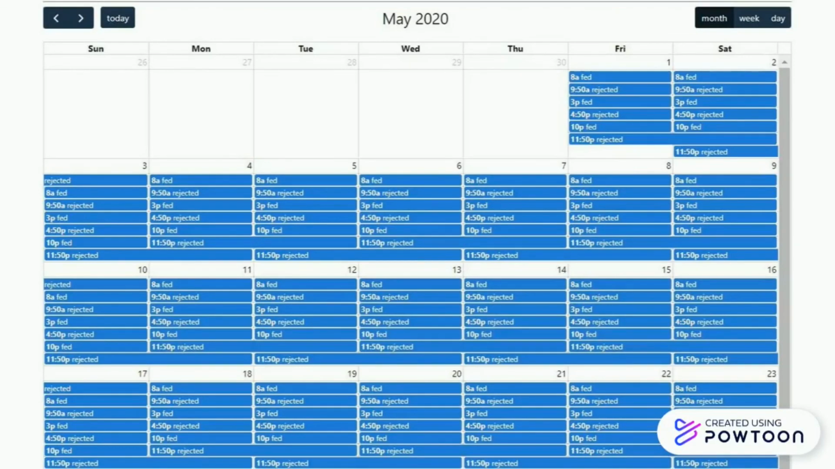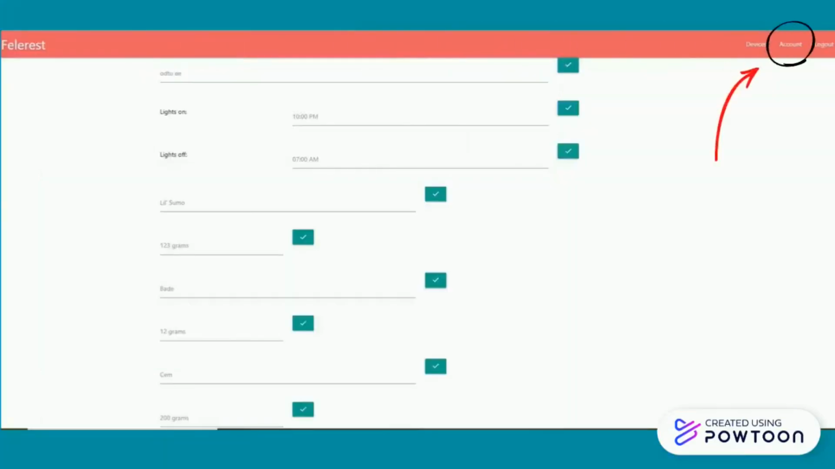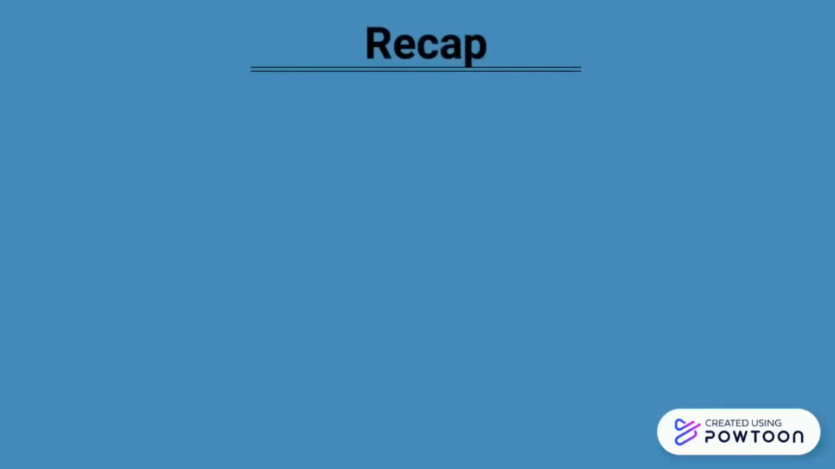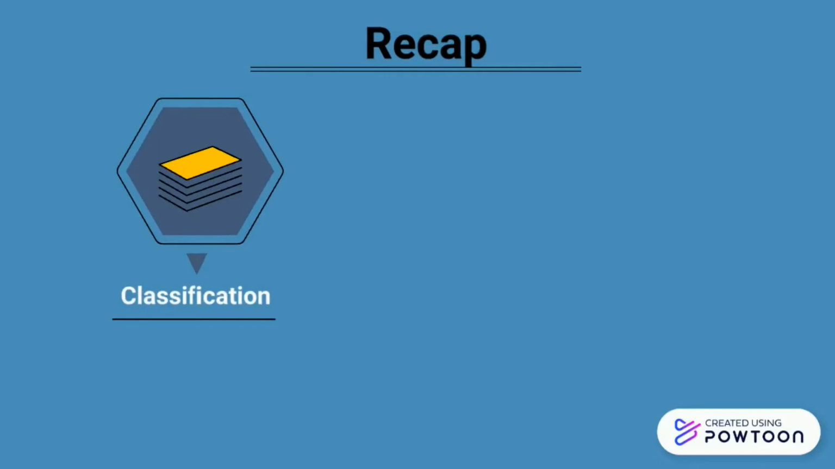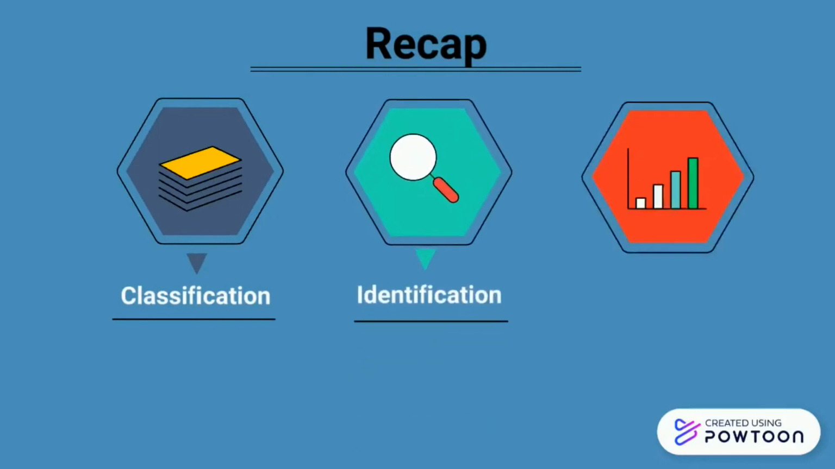Furthermore, we can edit these from the account section. We can also automatically turn the device's LED lights on and off by entering a time from this page. This concludes our demonstration video. We've covered classification, identification, and user interface.